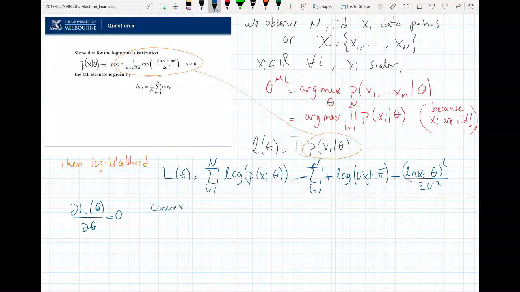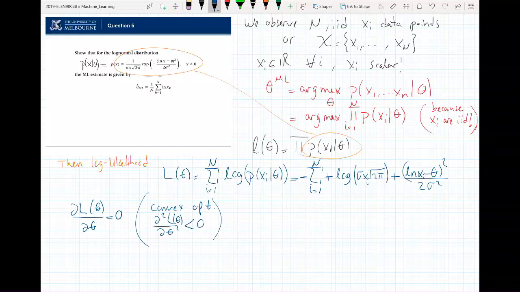Convex optimization, del square L over del theta square is negative. That's why we need to check this. Otherwise, just taking the derivative and equating to 0 is not enough.